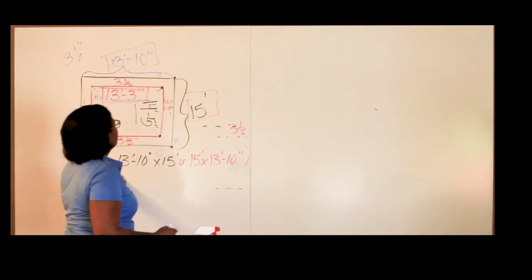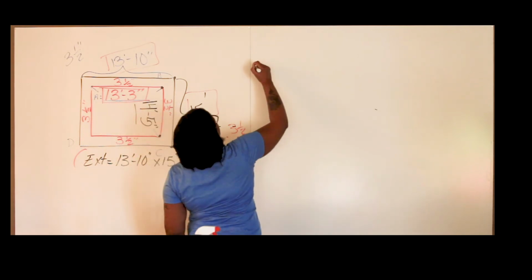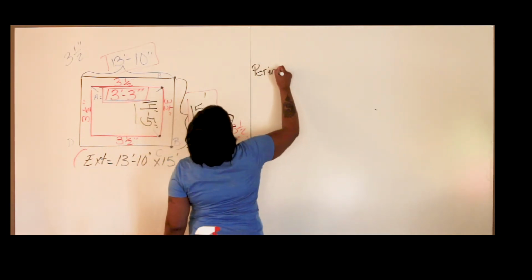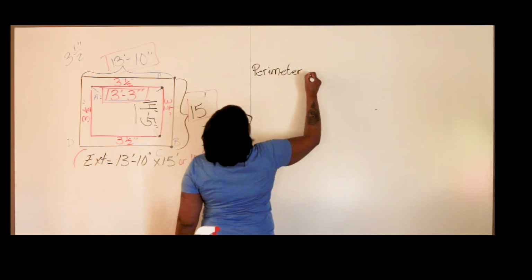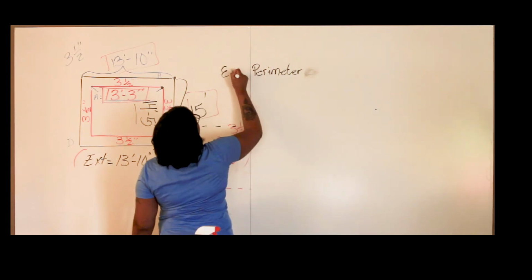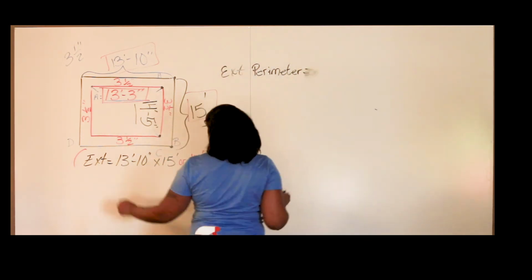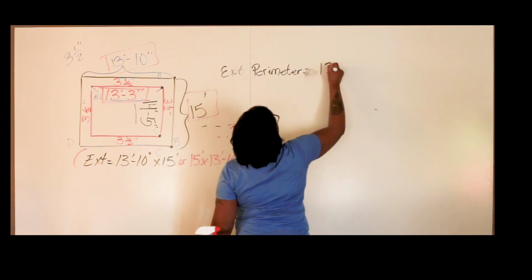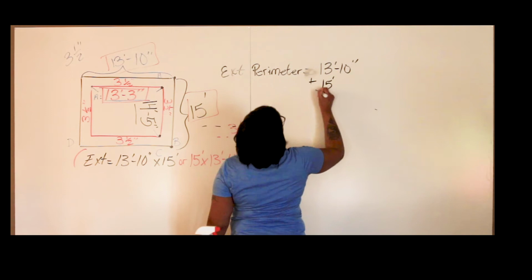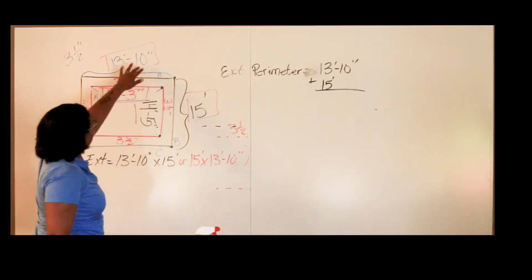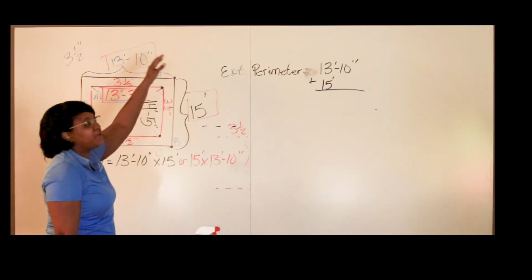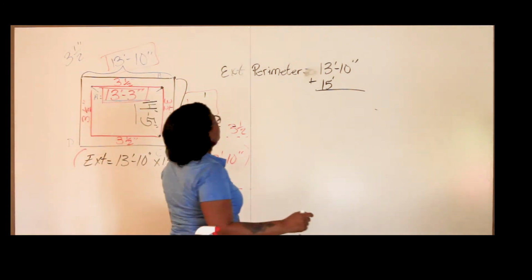All right. To find a perimeter for exterior, we take 13 feet, 10 inches, plus 15 feet. Take the two adjacent walls, add it together, and double it up. Or again, you can just take everything around, add it together, you'll get the same answer. More than one way to do it.